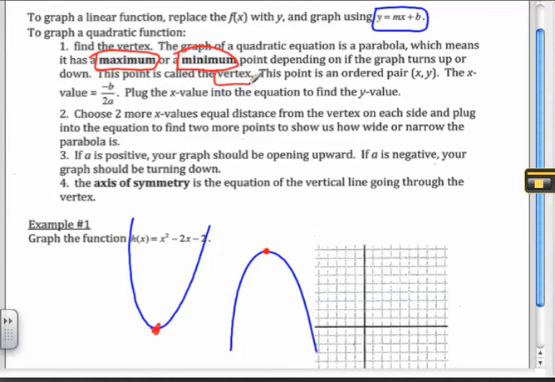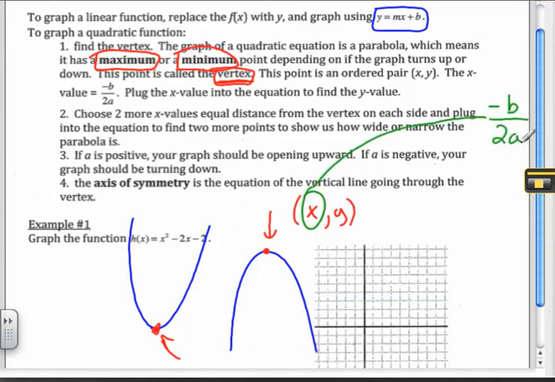This point is called the vertex, okay? Vertex, vertex. This point is an ordered pair. It has an x and it has a y, okay? And we have to find that. If you want to find the x value, if you want to find out what this number is, you simplify negative b over 2a.